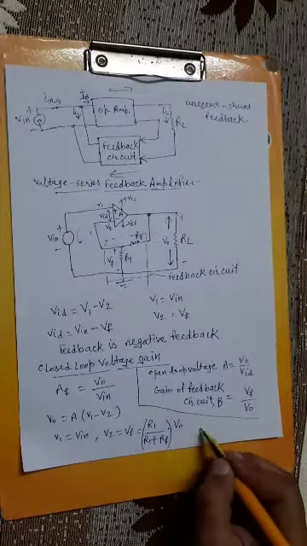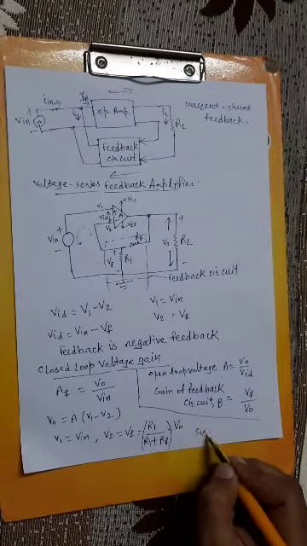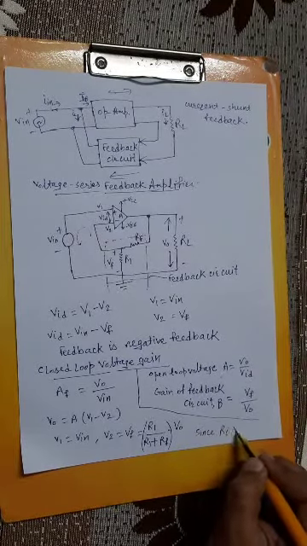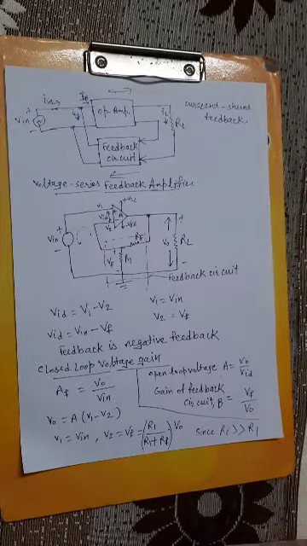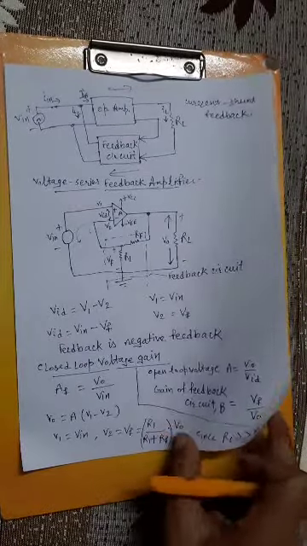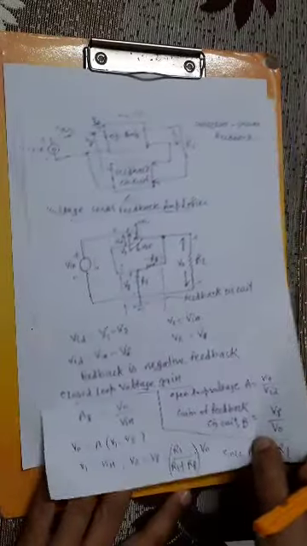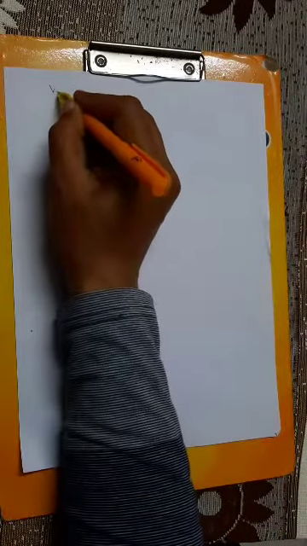Here we are considering that our input resistance is very much greater than R1, because the input resistance of the op-amp is very much high as compared to any resistance that is connected in the input circuit. So our input resistance is very much greater than R1. Now we apply all these values to the equation.